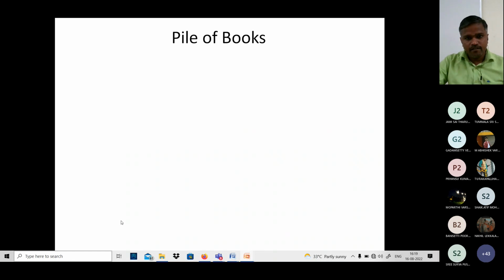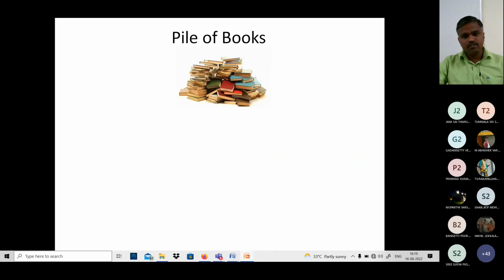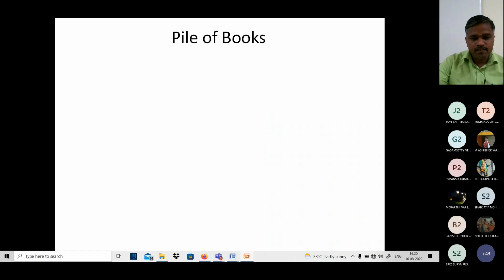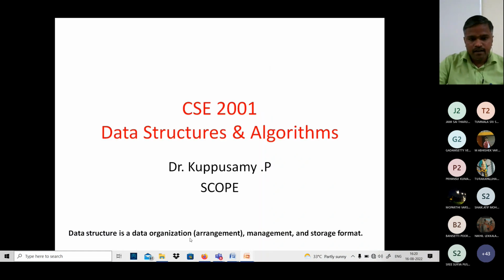So for example, I have given real-time examples. You see here, suppose you have 100 books. In these 100 books, I want to take the Java programming book. Can you take that Java programming book within 2 minutes from this pile of books? No, sir. That is not possible. So what we have to do, we have to go for the first statement. What is the first statement? Data arrangement, organizing the data.